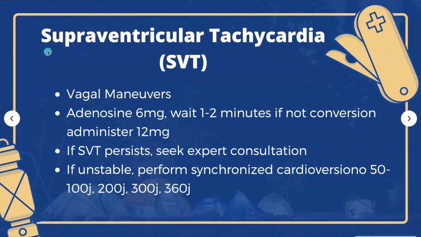Supraventricular tachycardia, or SVT. First, you want to try vagal maneuvers, then adenosine 6 milligrams. You wait 1 to 2 minutes. If there's no conversion, you administer 12 milligrams. If SVT persists, seek expert consultation. If they're unstable, so here the keyword is unstable, you want to perform synchronized cardioversion. Okay, it has to be synchronized because if it's not synchronized, you're going to kill them.